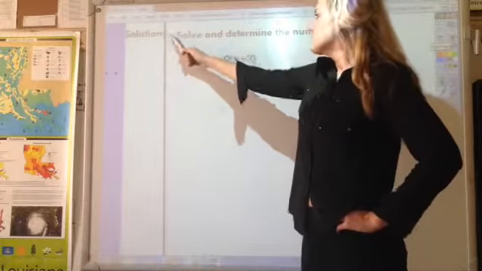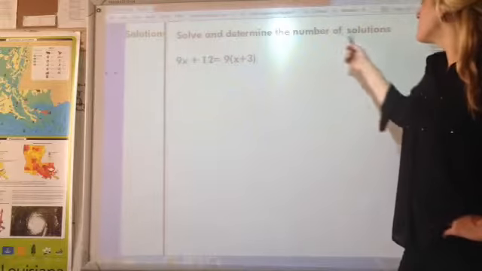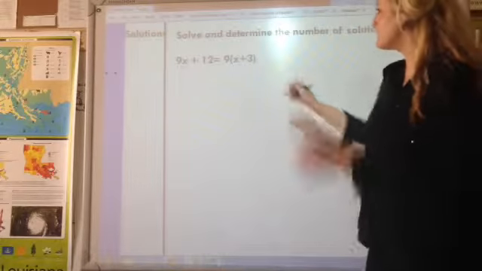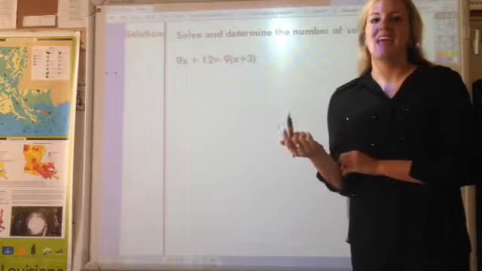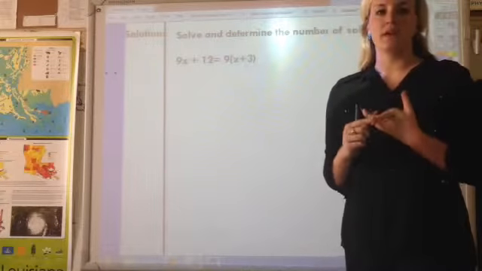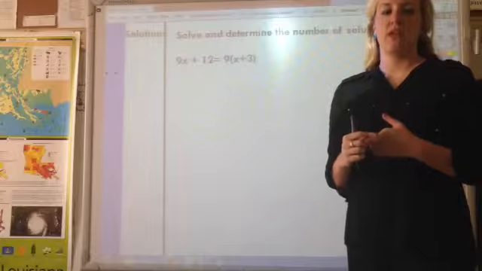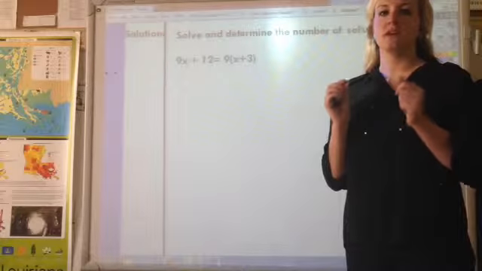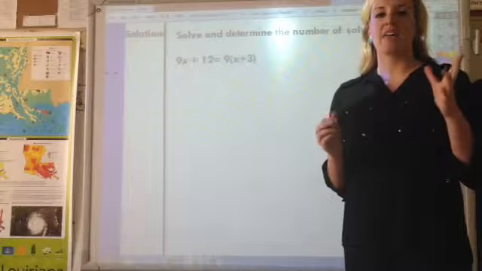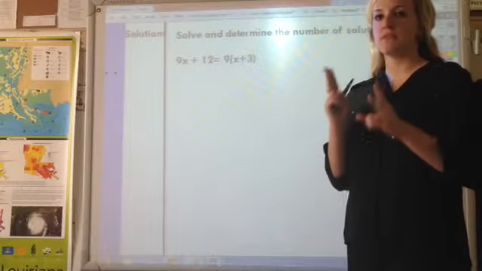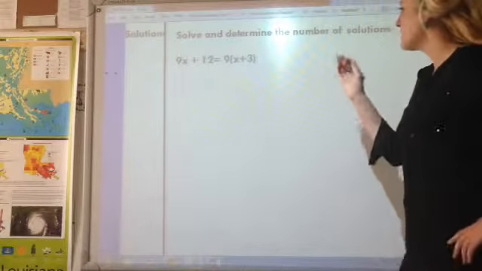Let's go ahead and work with solutions. So I want to solve and determine the number of solutions for this equation. So let's review with solutions. If x equals a number, that means it has one solution. If x equals itself, it means there are infinite solutions. And if two different numbers equal each other, that means there are no solutions.